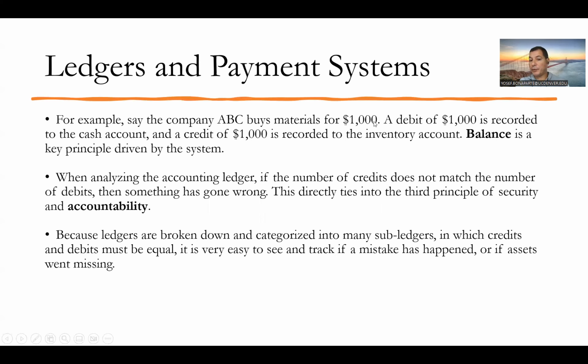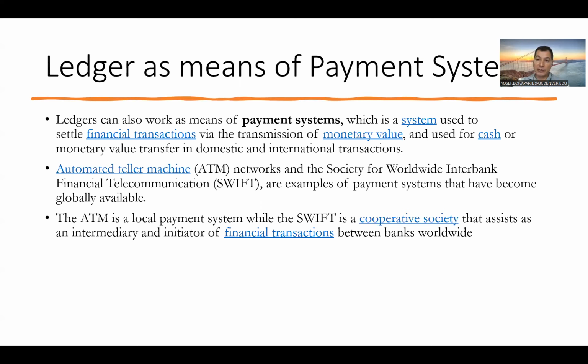And here we talk about the ledger and means of payment system. The ledger helps us to report all the financial transactions, monetary value, and there is the ATM machine, the SWIFT system. SWIFT, if you do it across countries, there's a ledger there. The ATM, if you do it on a bank, there's a ledger there. So everywhere is a ledger.